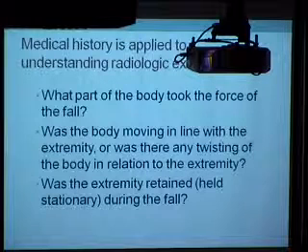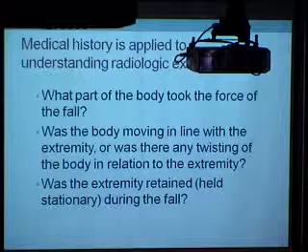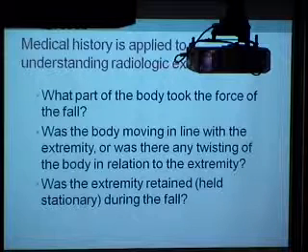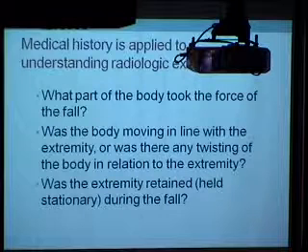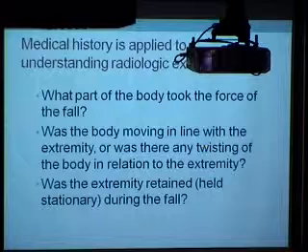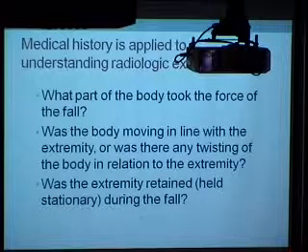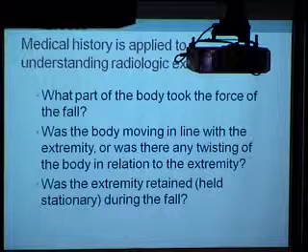And getting a little bit to about the medical history and applying it to our understanding of radiologic examinations. If you can, it's important to understand what part of the body took the force of a fall or the accident or whatever happened, whatever brought them in. Was the body moving in line with the extremity? Was there any twisting of the body in relation to the extremity? Or was the extremity retained during the fall?